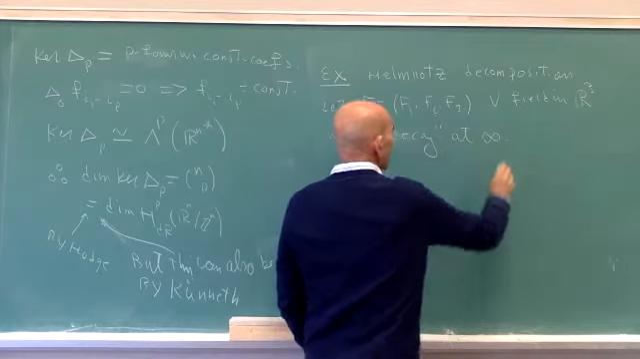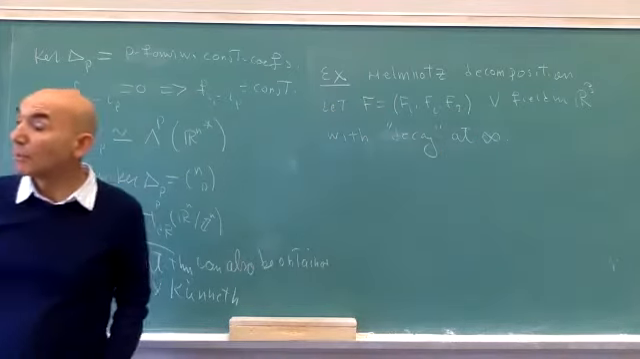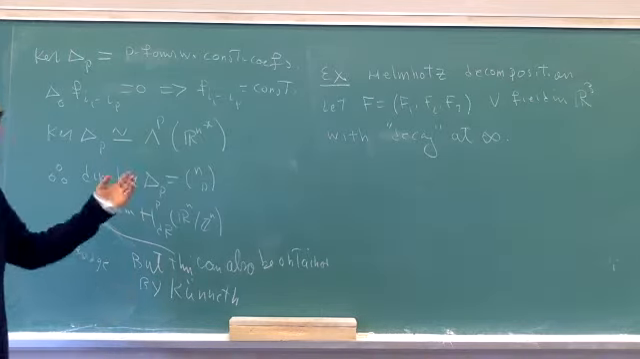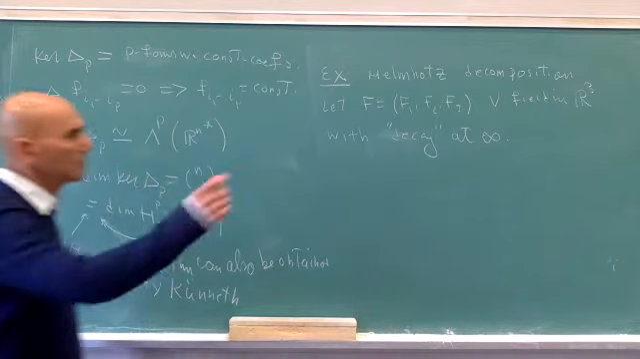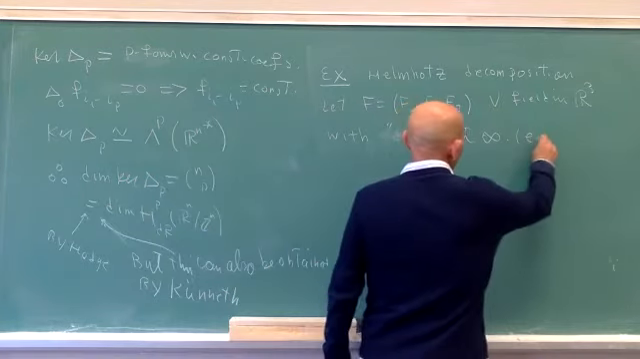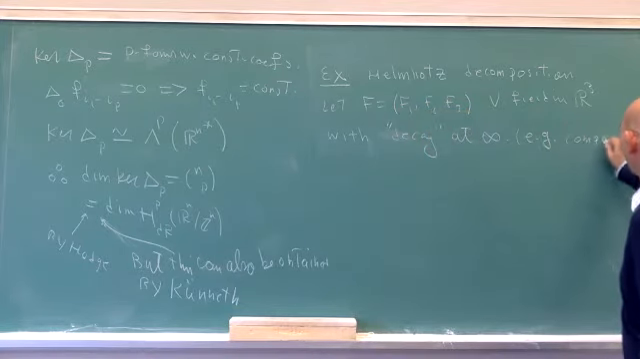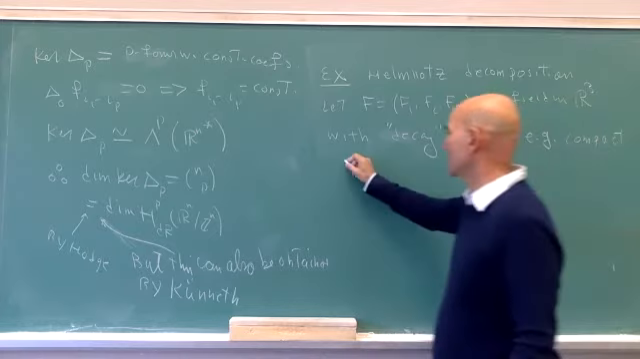Why won't just compact support work? Of course, compact support also works. But I want to give a result which is more general. With decay at infinity, for example compact support. But that's very drastic. For example, compact support is enough.